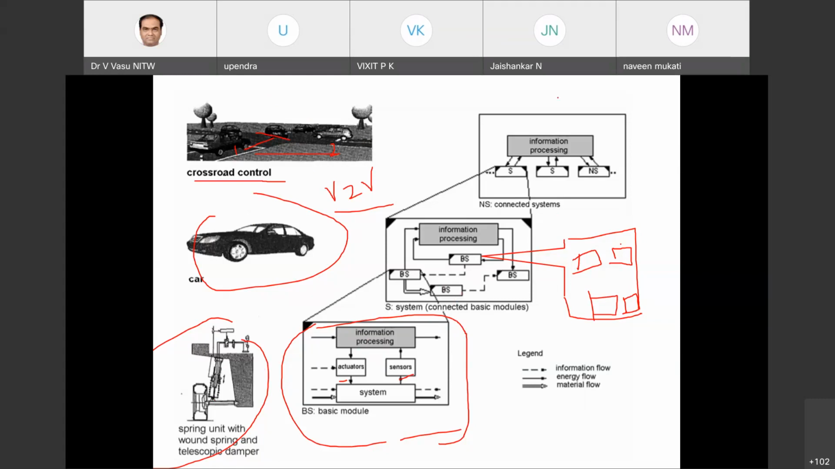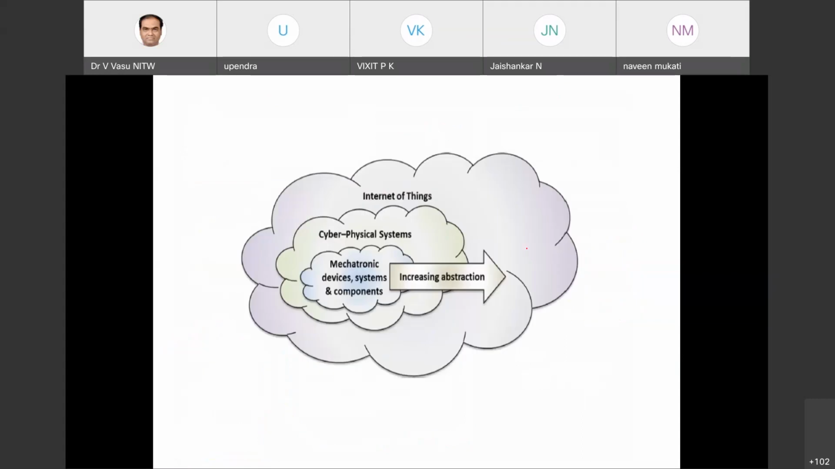The main concept of modeling and simulation comes into the picture here: how you can design a particular mechatronic system starting from the base systems. Here is one small abstract that we are going to see. We will start with the mechatronic system and the device systems.